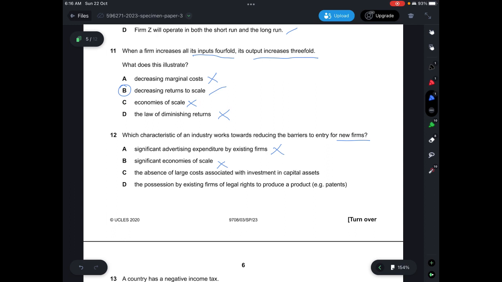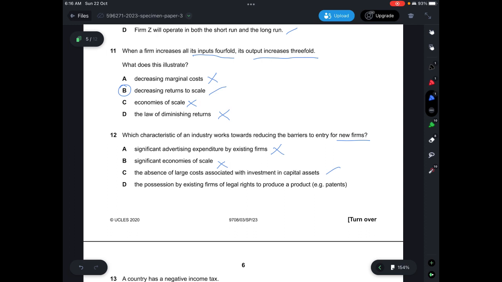And advertising expenditure will only allow the firms that are already in the market in the first place to be benefiting, not new firms. And C says the absence of large costs associated with investment in capital assets. This one is correct because in the absence of large costs, at least for new firms, they would be able to invest in capital assets at a lower price. So that's why this is correct.